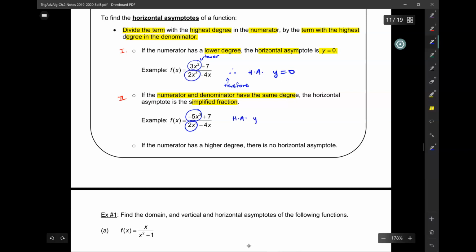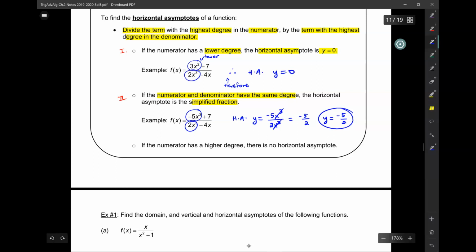Not 3. You simplify them. You say y equals negative 5x cubed over 2x cubed. Basically, it's negative 5 over 2. So y equals negative 5 over 2. You completely disregard everything. If you want, you don't even have to take the x cubed. You can just take the coefficients.